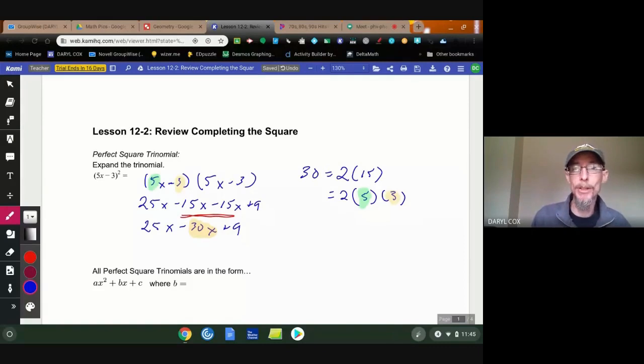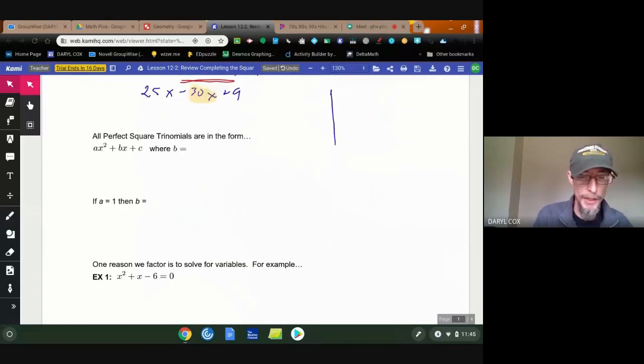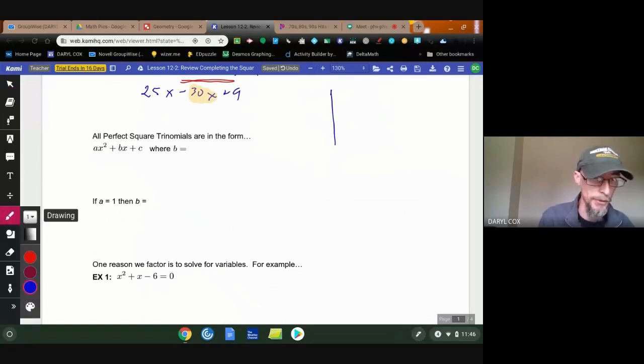And that's what we're going to be looking at doing to make things work for us, which means I can write a generalized idea. No matter how your trinomial is written, what a, b, and c are, this middle term will always be equal to 2 times a times c. So this middle term is always 2 times a times c.